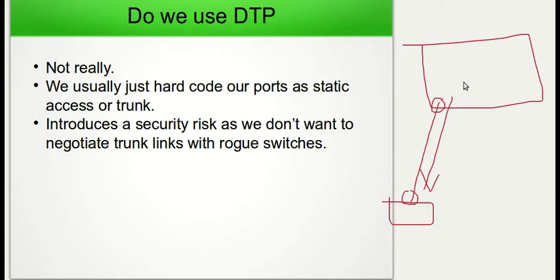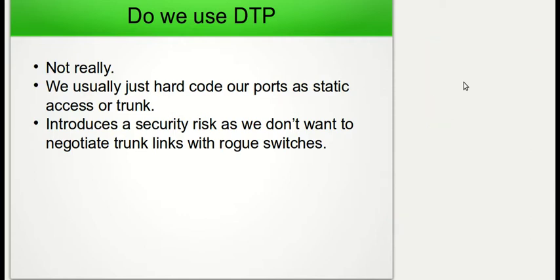So normally, for security reasons, we hard code our ports. We hard code our ports to uplinks to switches as trunk ports, and we hard code our ports to end devices as access ports. And normally we hard code unused ports as access ports unless those ports are going to be used in the future for uplinks to another switch.